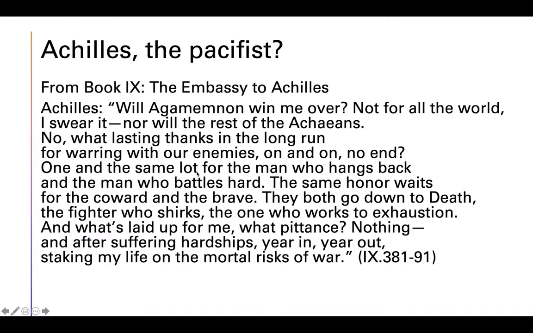He's thinking about lots, thinking about fate for men. He says it's one and the same fate for the man who battles and the man who hangs back. The same honor waits for the coward and the brave. He's basically saying it doesn't matter if he's brave or a coward, he's going to die either way. This is really remarkable to come from the lips of the hero who's supposed to be the best fighter.